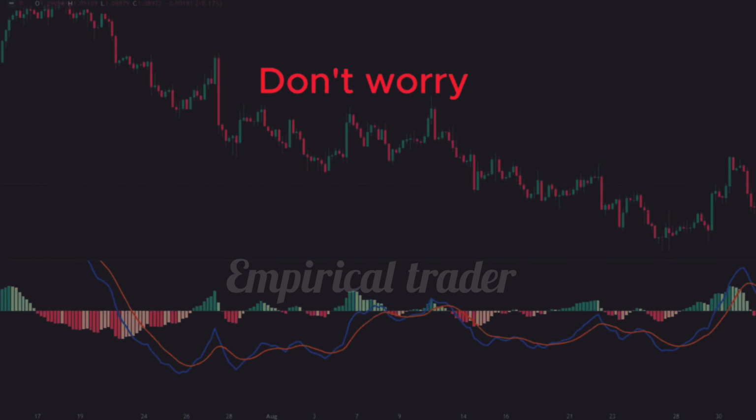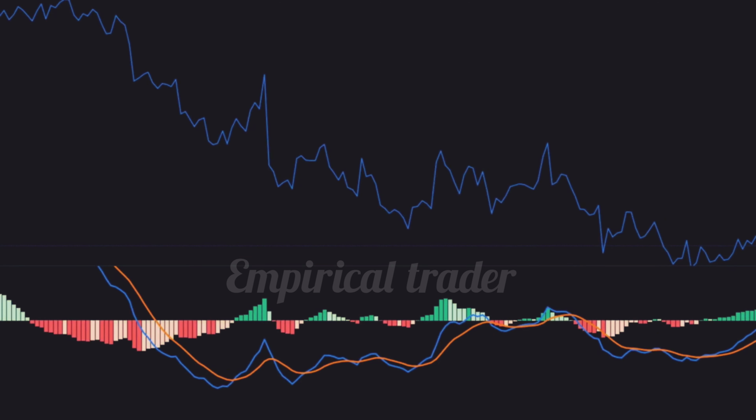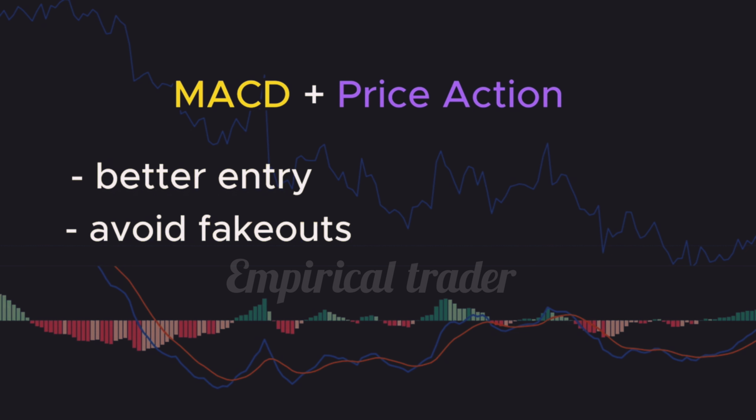Do not worry if it seems complicated. With practice comes knowledge, and you will be able to spot these in a blink of an eye. One tip I can give is using the line chart instead of the candlestick chart to identify these divergences. It is a bit easier to notice since the indicator is also a line. It's easier to compare them. This strategy can be combined with price action trading to increase the chances of getting a better entry and to avoid fakeouts. Let's look at a more advanced example.